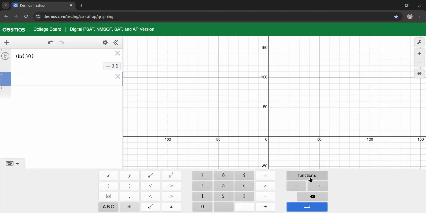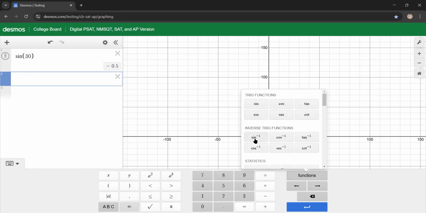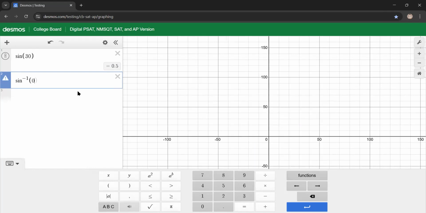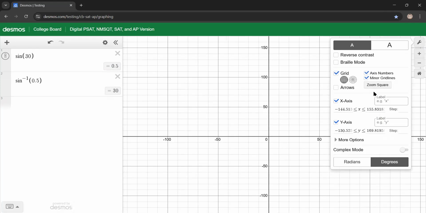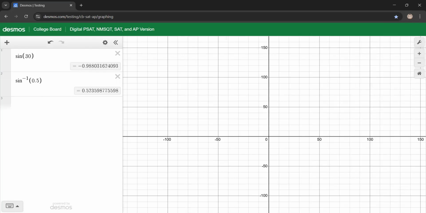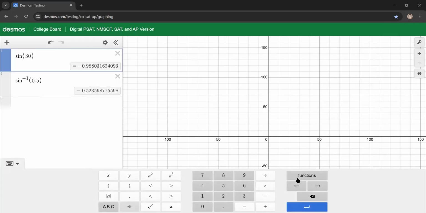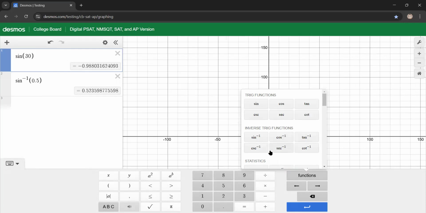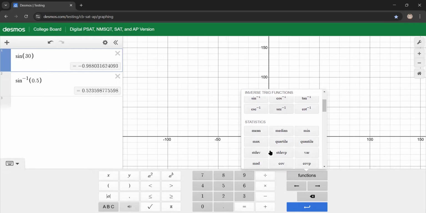And let's say you want to find the angle. So you can use sine inverse of 0.5. Close it, you get 30. This is the angle in degrees. If you want it in radians, you can get it in radians. You got 0.52 radians. So you will get the decimal equivalents only in Desmos. That is one thing. Let's go back to functions. That's about trigonometrical functions. Then inverse functions, you'll use the same way.